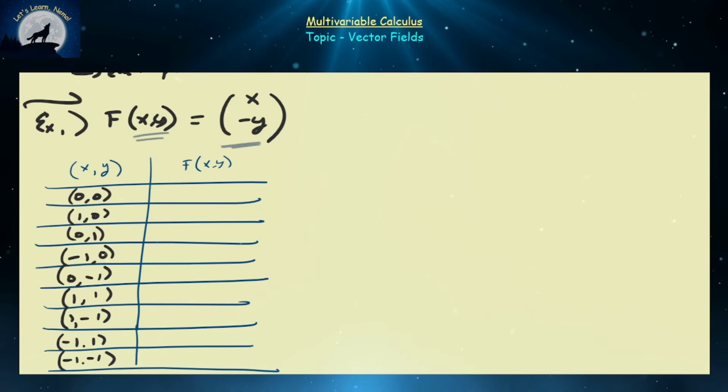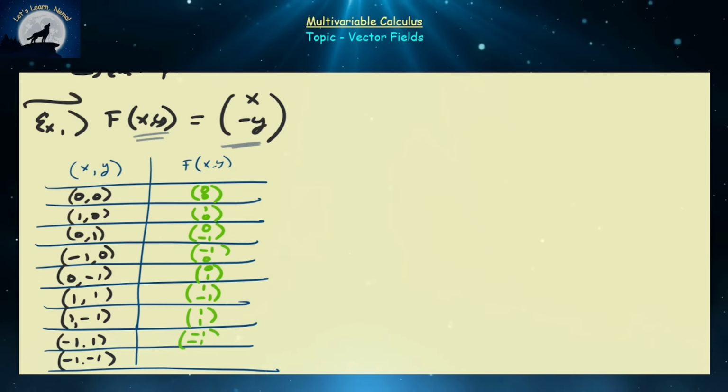So once we plug in these numbers, when we plug in 0, 0, we're obviously going to get the vector 0, 0. When we plug in 1, 0, we're going to get the vector 1, 0. When we plug in 0, 1, we're going to get the vector 0, minus 1. And then when we plug in minus 1, 0, we're going to get minus 1, 0. And then when we plug in 0, minus 1, you're going to get 0, 1. And we can continue this all the way down: 1, minus 1, 1, 1, minus 1, minus 1, and minus 1, 1.